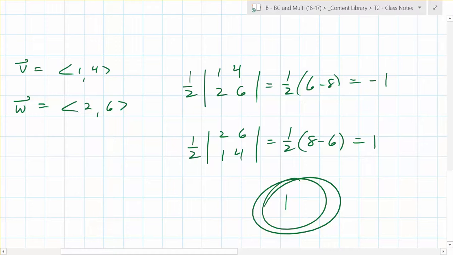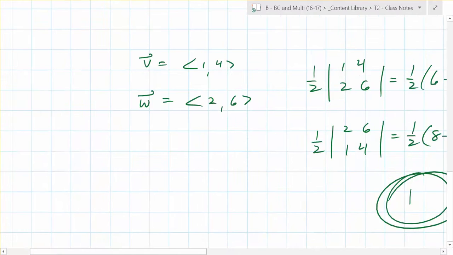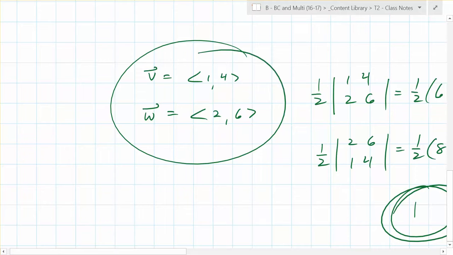What's kind of cool is when you're taking these areas, if you use integer values for your vectors, the area of your triangle at most is going to be in terms of a half. You can't get any other decimal besides a half, which is kind of cool to think about, right? Because when you multiply integers and subtract them, you're always going to get an integer. Divide by 2, the worst you can get is a half. It's kind of cool to think about.